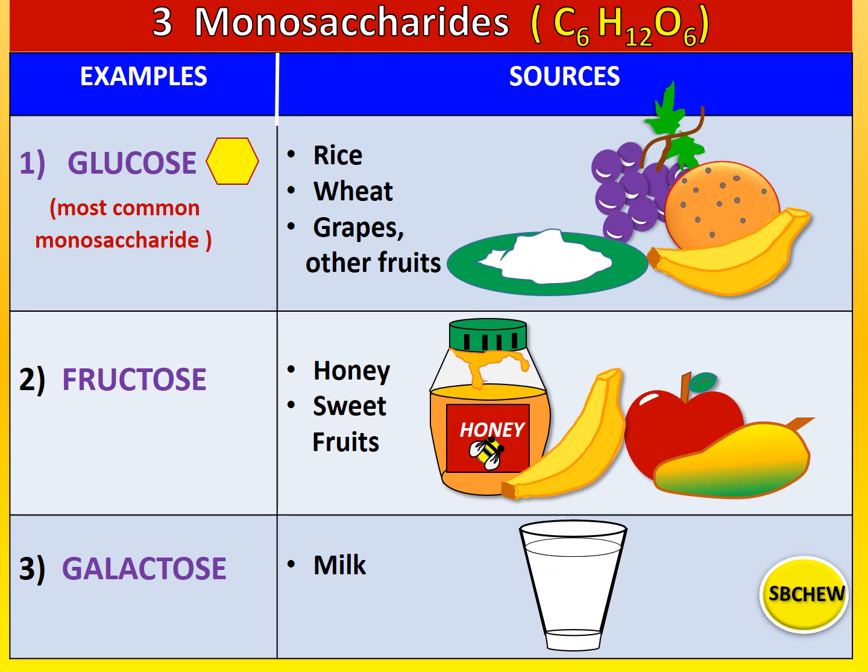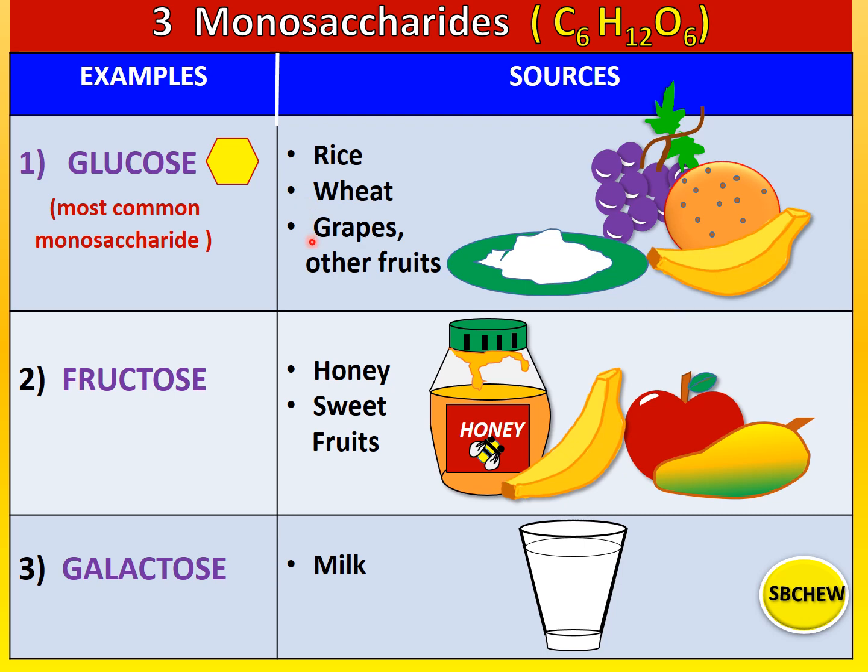What are the sources of glucose, fructose, and galactose in the food that we eat? Glucose is the most common monosaccharide, and it is usually used to build most of the polysaccharides. Glucose can be obtained from rice. Actually, rice is starch, but starch is made up of glucose. So when it's digested in the body, the starch will become glucose because it's made of glucose monomers.